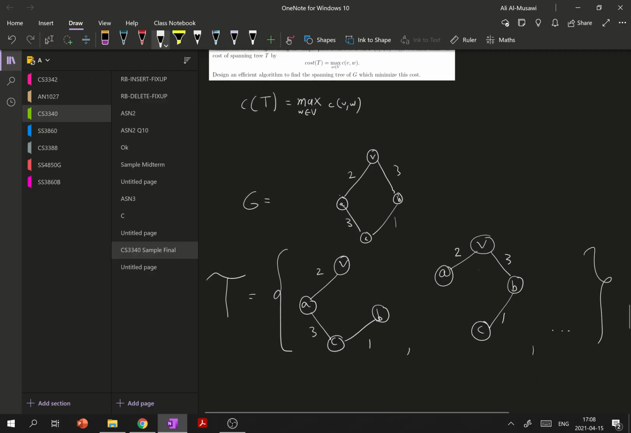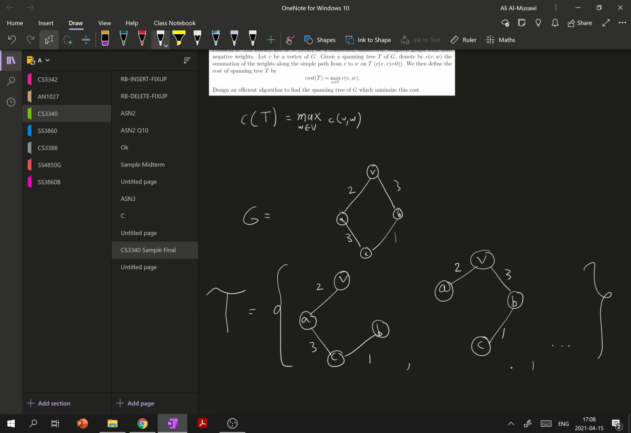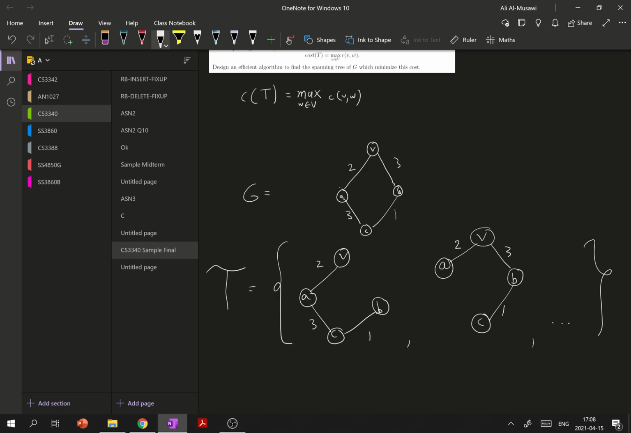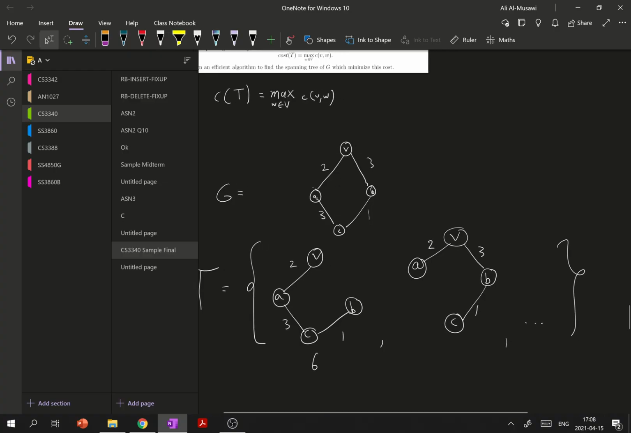So what is this cost? Let's compute it. First compute the cost C_T(v, w) for all vertices and pick the maximum. What is the distance from V to A? It's 2. The distance from V to B is 5, because 2 plus 3. The distance from V to C is 5 plus 1, which is 6. So the maximum distance is 6, and this is the cost of this tree.